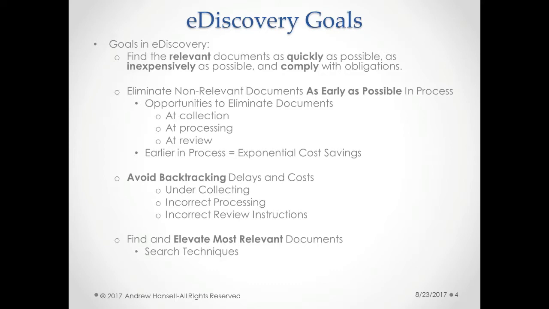So some of the things we're going to talk about there are search techniques to try and find these documents, and technology-assisted review is another tool that we can use to try and find these documents early on and move them up the chain.